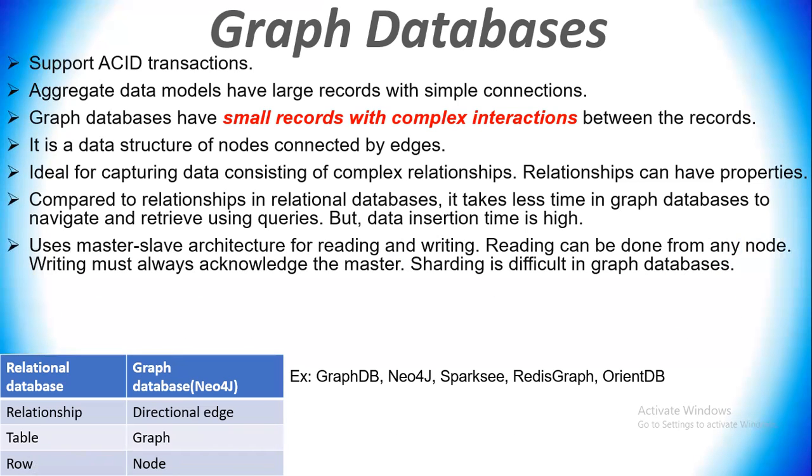Graph databases usually use the master-slave architecture for reading and writing. So what is master-slave architecture? It is an architecture which is used in replication.